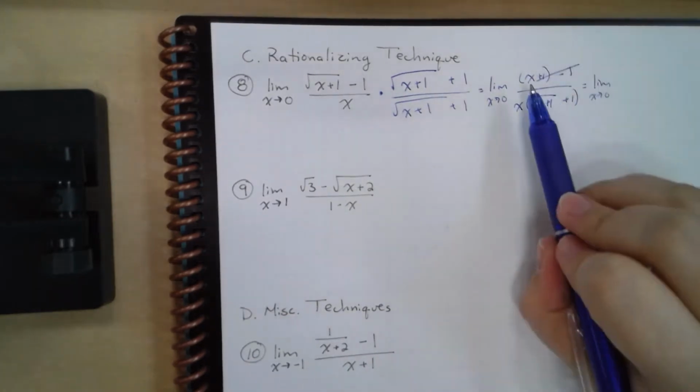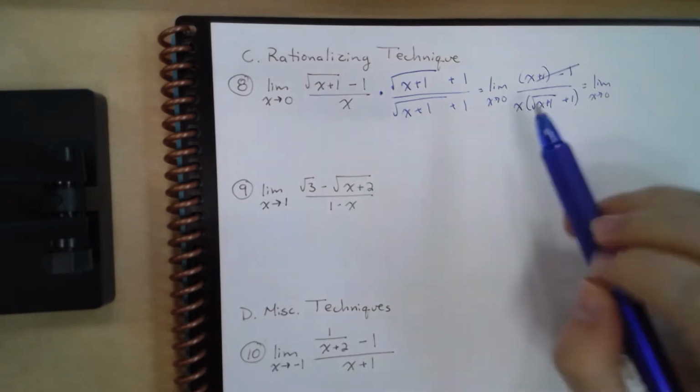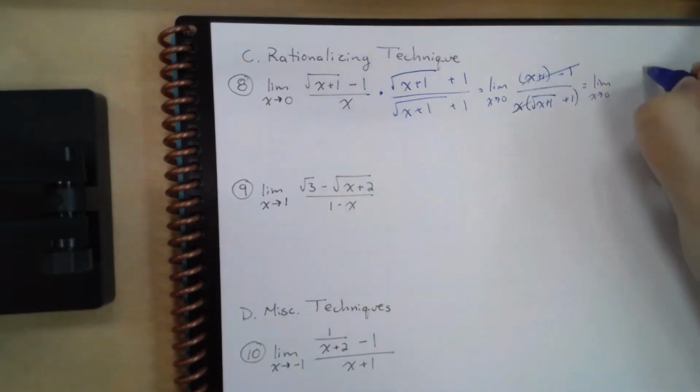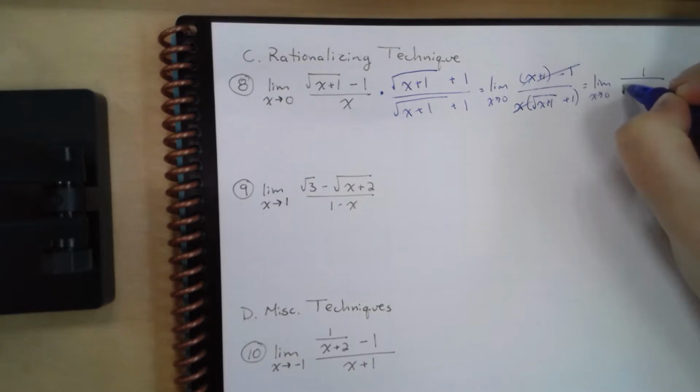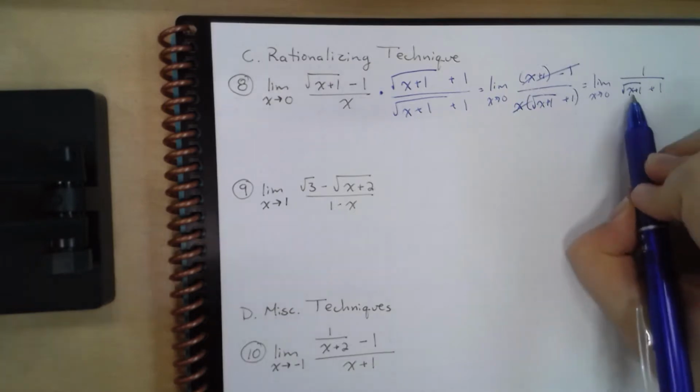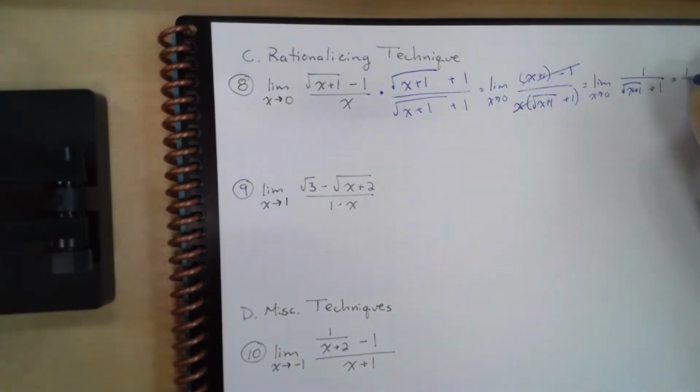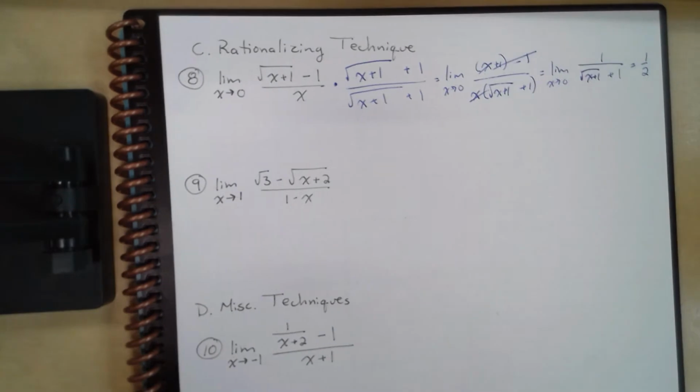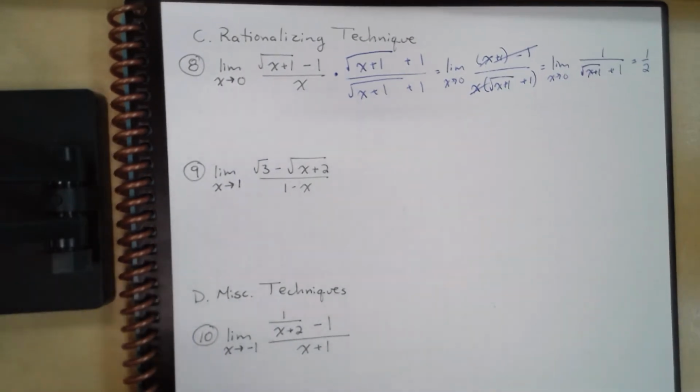And now you can see we have x over x, so those are going to cancel out as well. So we just end up with 1 over the square root of x plus 1 plus 1. And if we put in 0 here, we have square root of 1 plus 1. So that's 1 plus 1, which is just 1/2. Nice and simple. We can do the same thing for number 9 here.